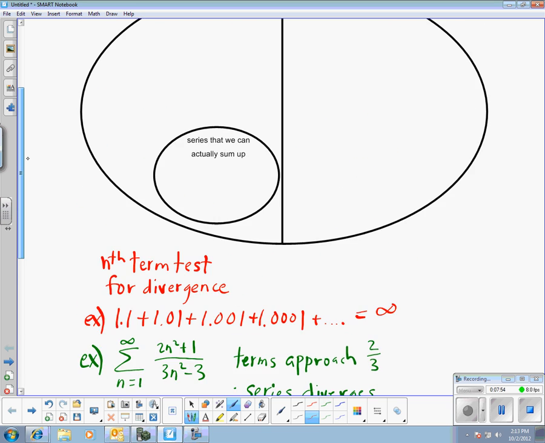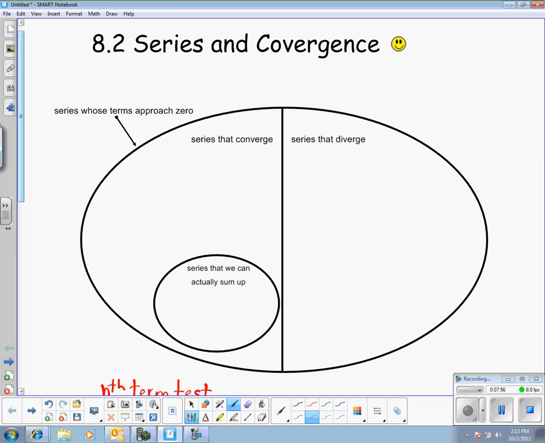If the terms go to 0, now I am a part of this big outer circle of ones that do go to 0, and then I have to sort it out. Is it going to be over here, or is it going to be over here? So let's start with that. If it passes the nth term test, then you can say it's part of this bubble, and then you have to decide, does it converge or diverge.